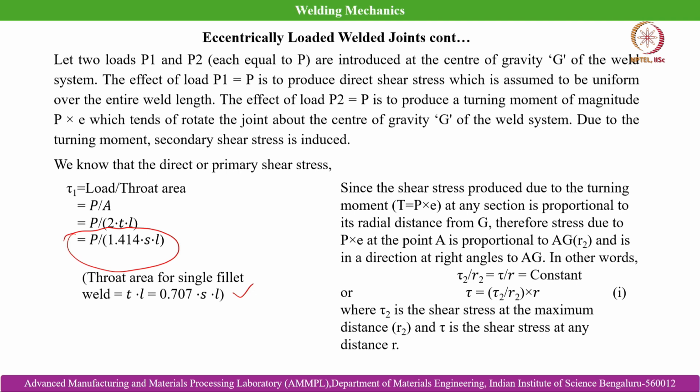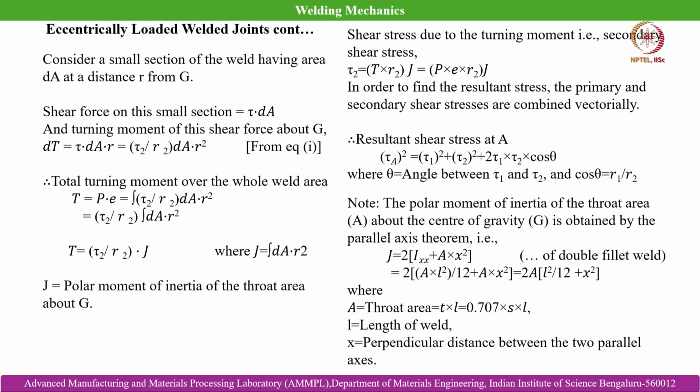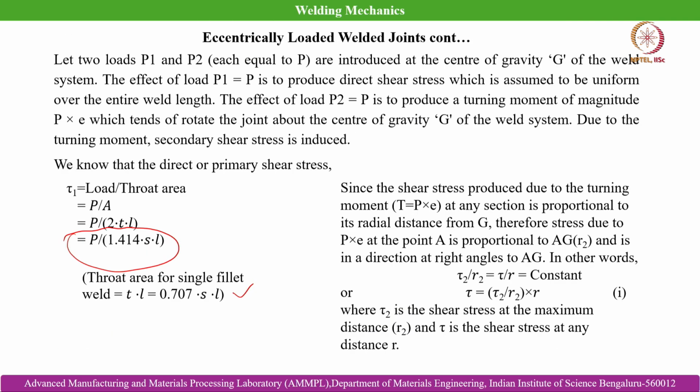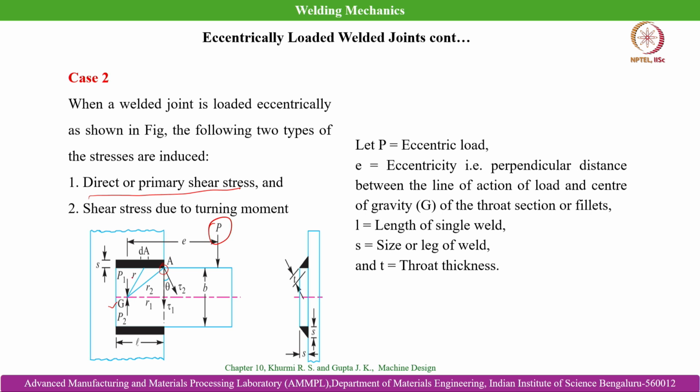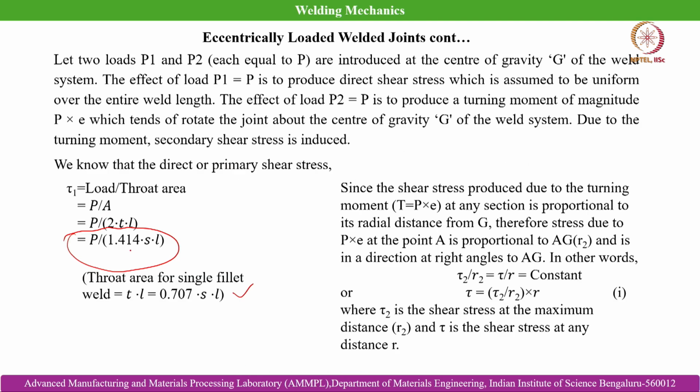So tau 2 is the secondary shear stress generated due to the turning moment at a distance R2, and tau is the shear stress originated at any distance R. Okay. So going ahead, considering a small section of the weld having area dA at a distance R from G, where R is any radial distance from the center of gravity G, dA is an infinitesimal area over the weld joint.